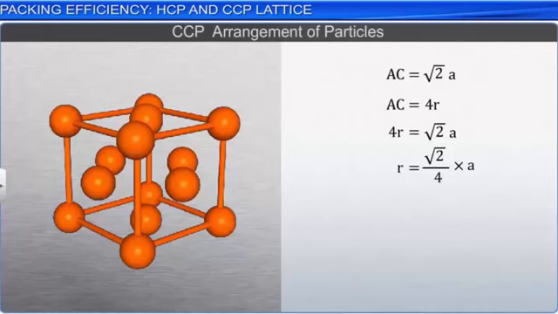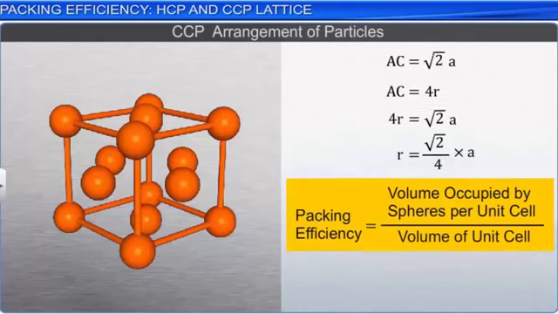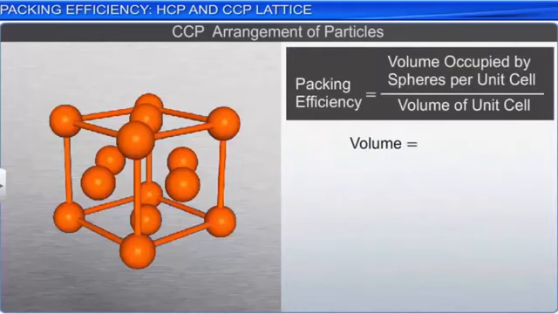Packing efficiency is the ratio of the volume occupied by the spheres per unit cell to the volume of a unit cell. The volume occupied by 4 spheres is given by 4 multiplied by 4 upon 3 multiplied by pi multiplied by R cube. This expression in terms of edge length A is 4 multiplied by 4 upon 3 multiplied by pi multiplied by root 2A upon 4 whole cube.